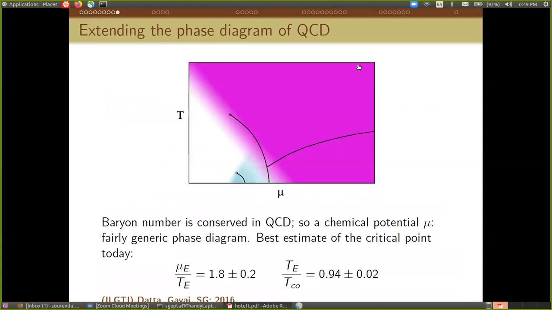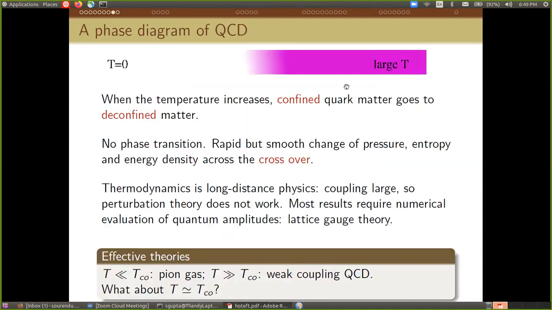Okay. So I have two questions on the previous slide. Since you have mentioned this TCO, what is the estimation of TCO for QCD? Do you want a number, or do you want to know how it is done? Number. Yeah, you want a number? I'll give you a number later. It's about 170 MeV. Okay. And for comparison, the pion's mass is 140 MeV.